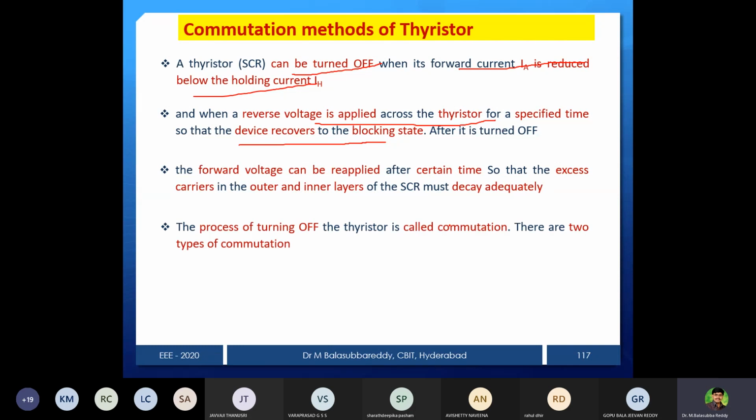The process of turning off the thyristor is called commutation. There are two types. One is natural commutation or line commutation. Natural commutation is without using any circuit, and forced commutation uses a circuit.